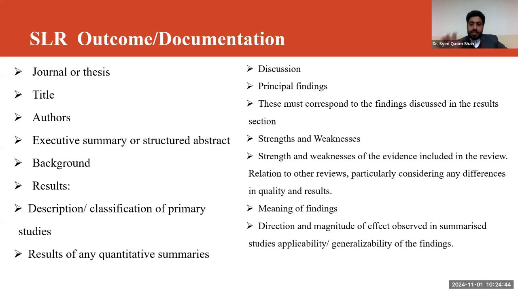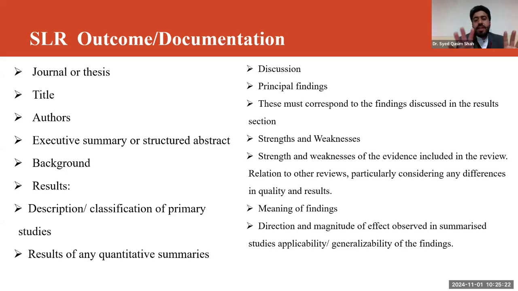This is the final thing we are talking about, the SR outcome documentation. What is the required information? Is it a journal or thesis? What is the title? Who are the authors? Executive summary or abstract? Background of the study? Results in terms of description of primary studies or quantitative measures, if there are certain quantitative summaries of the results. Discussion, findings: what are the findings discussed, what are the strengths and weaknesses of the study.